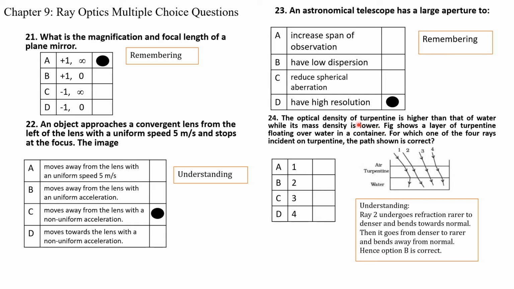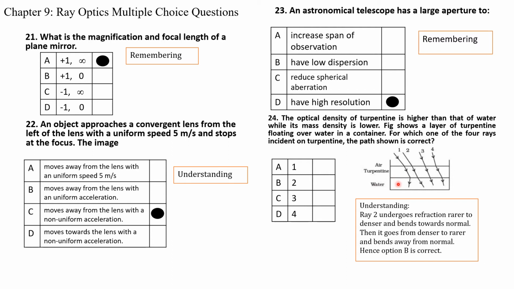So, it is given that the turpentine used in this problem has an optical density higher than water and its mass density is lower. Figure shows a layer of turpentine floating over water in the container. So please see the figure here. This is a container having water at the bottom. Above that turpentine, above that air. So there are three mediums. One is air, second is turpentine, and at the bottom is water.